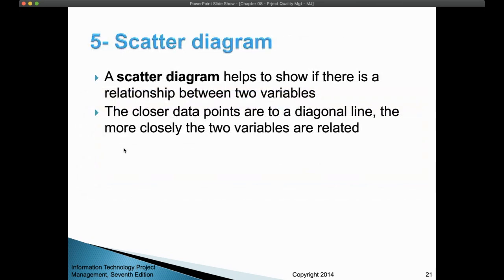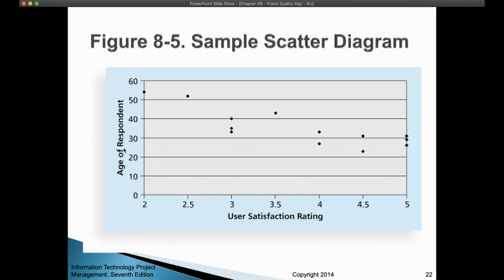Scatter diagram, and this is another way to depict the variances or the problems, or you can also show the relationship between two or more variables. Okay, you can look at this. Here you see the relationship between the age of respondents and the satisfaction. If you look at these, you will see that 2 is less satisfaction, 5 is higher satisfaction.